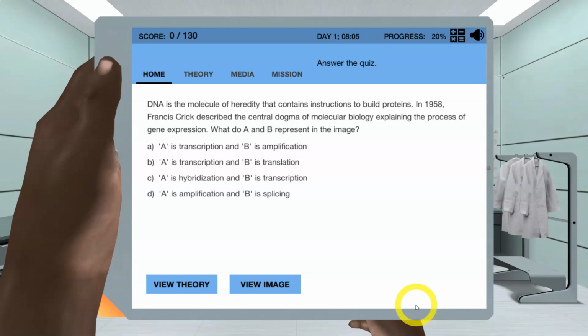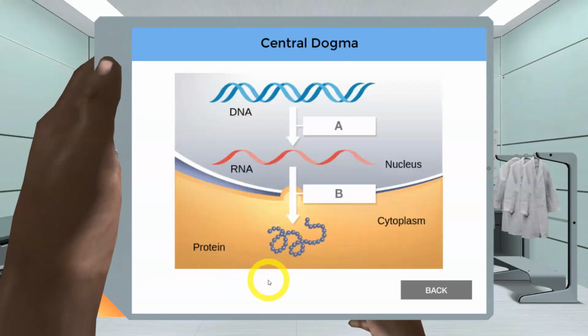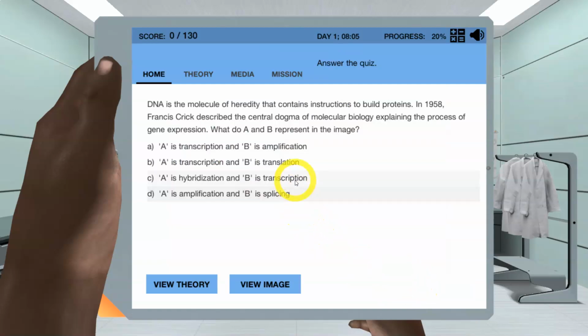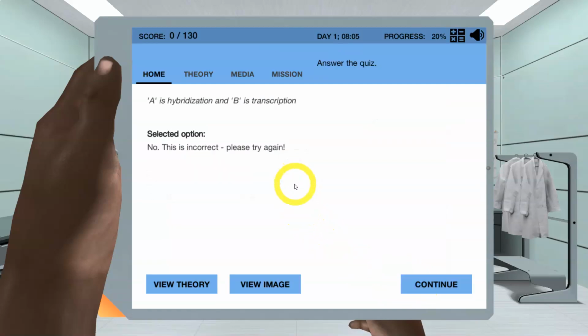DNA is the molecule of heredity that contains instructions to build proteins. In 1958, Francis Crick described the central dogma of molecular biology explaining the process of gene expression. What do A and B represent in the image? No, this is incorrect. Please try again.